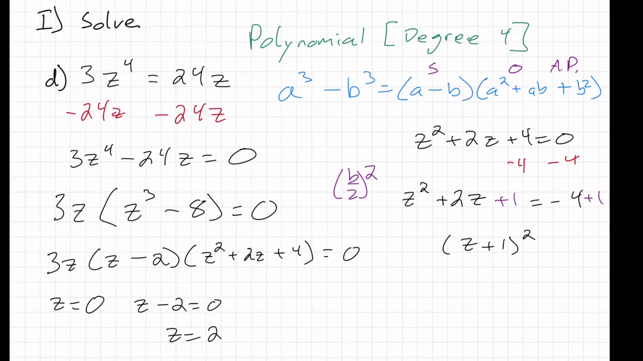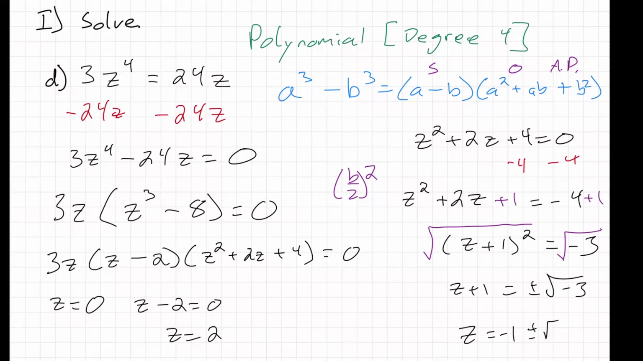Once you get here, though, this is where you could see why you can't factor. I have this thing that's being squared equal to -3. There's our issue. That's, as I mentioned, watch out for complex solutions. Okay, because here we got to do the square root of both sides. So that'll give me z plus 1 equal to plus or minus the square root of -3, or z is equal to -1 plus or minus the square root of 3 i.